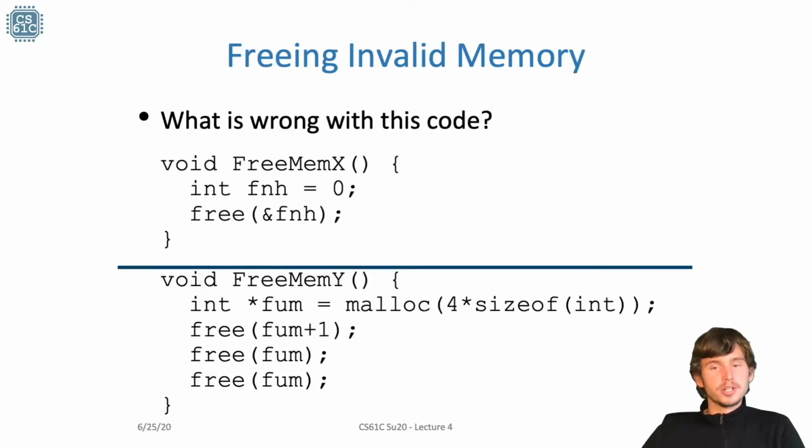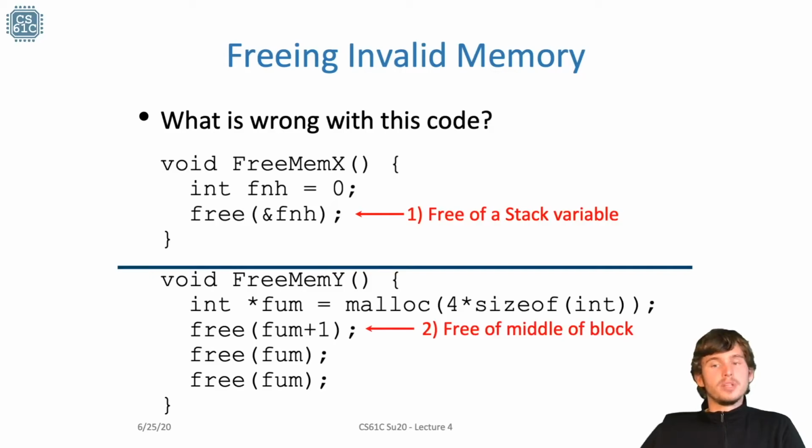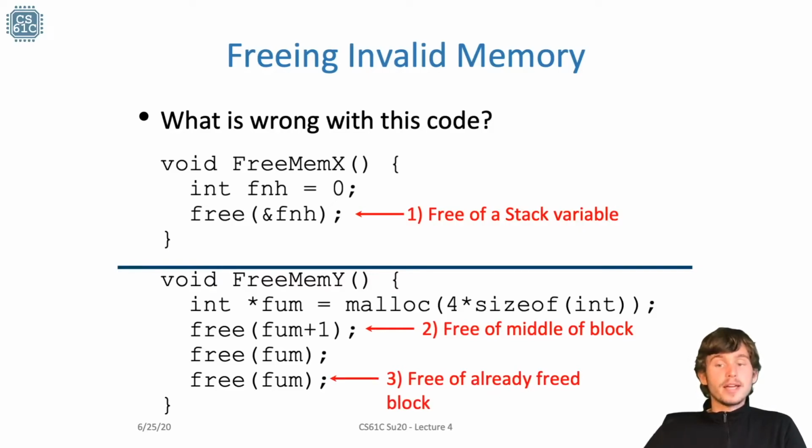How about this code? What's the issue with this code? Well, there's actually a few issues. The first thing is we free a stack variable. The second thing is we free in the middle of a block, so we're not freeing the value that was returned by malloc, calloc, or realloc. And then the third thing is we're actually double freeing a block. This is undefined behavior and it can cause many different issues.